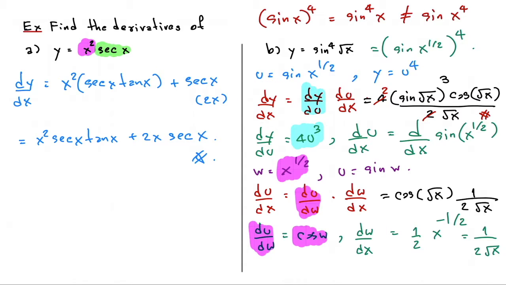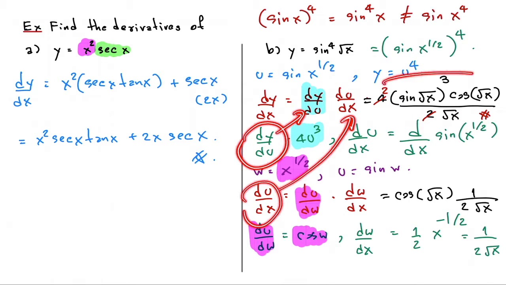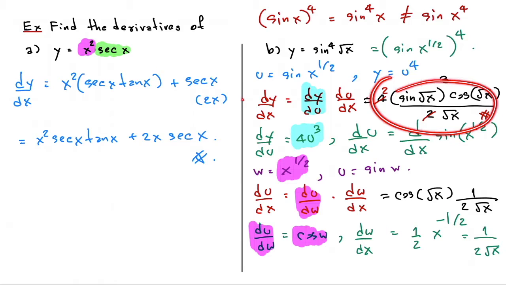Then we put du by dx in there and dy by du in there, so we get the answer, which is dy by dx. So that's why I told you that you need to understand the chain rule very well. Otherwise it will be quite difficult for you guys to do this computation.